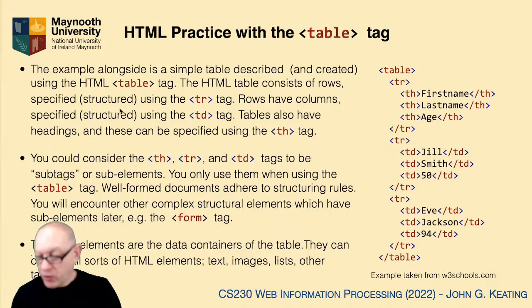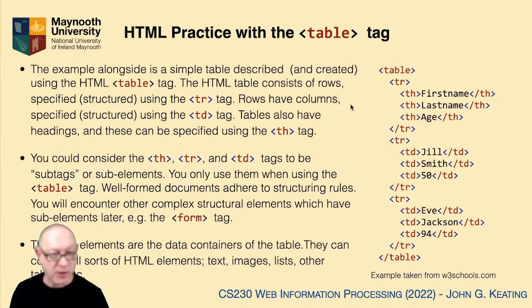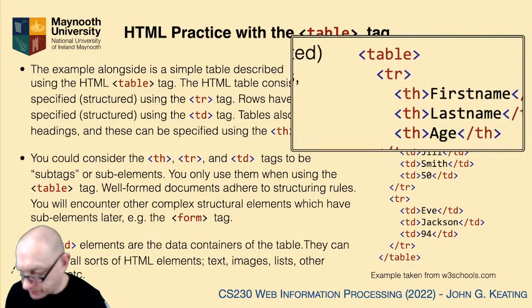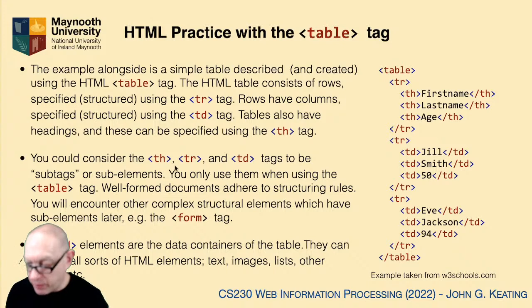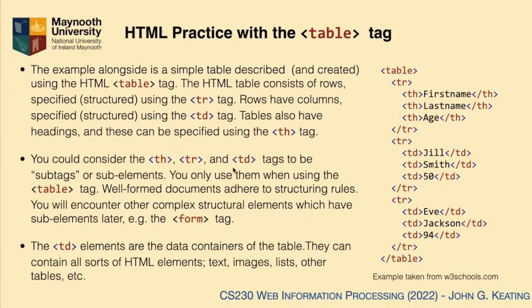Here's a very simple table that was created using the table tag. It consists of rows, which are specified using the TR tag, and it consists of data elements, which are specified by the TD tag. And we can specify header elements on a column by the TH tag. So TH, TR, and TD are kind of sub-elements, and it's often the case that you will find elements that only really work inside another set of elements. So they tend to be nested. We tend to only use these when we're using the table tag.